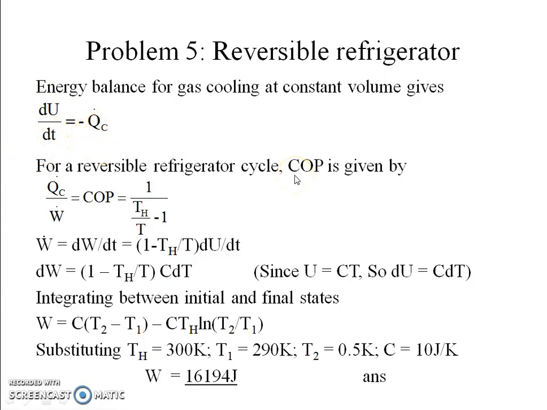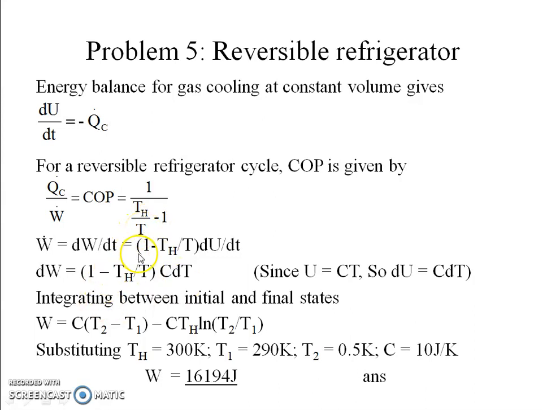Now we also know that the coefficient of performance for a refrigeration cycle is given by 1 upon (Th/T - 1), and that is equal to Q̇c upon Ẇ. Note one thing: T is changing with time. That's why I am using all these equations in rate form. Q̇ is the rate at which heat is extracted, and Ẇ is the rate at which work is being done, because T is changing in this equation.